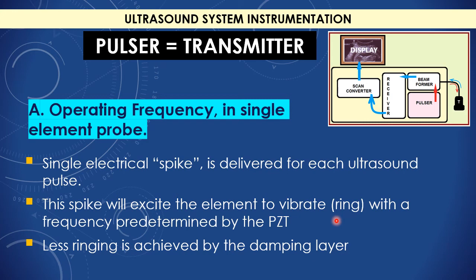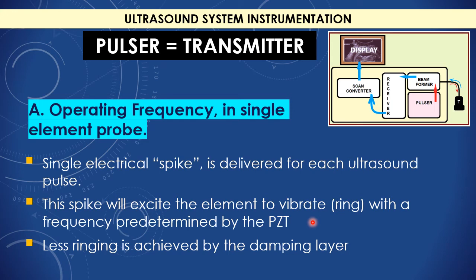If I'm having a thin PZT, I will get a high frequency. If I'm having a thick PZT, I will get a lower frequency. Also, if I'm having a higher propagation speed of the element, I will get higher frequency. If I'm having a lower propagation speed of the element, I will get lower frequency. So again, the frequency in the single element is based on what? Based on the PZT itself, the active element, right?